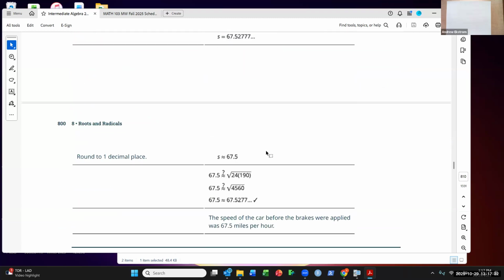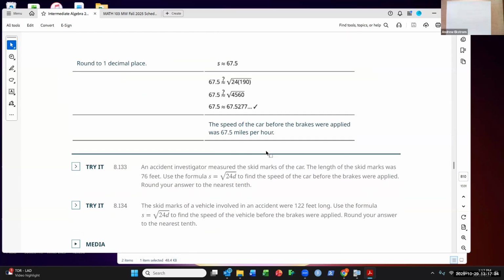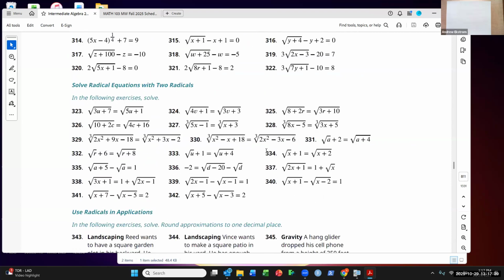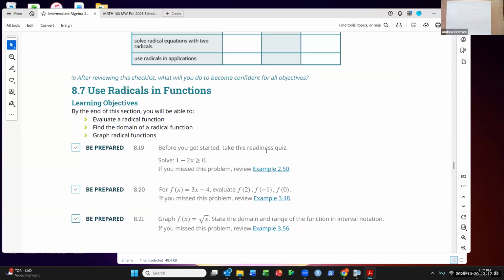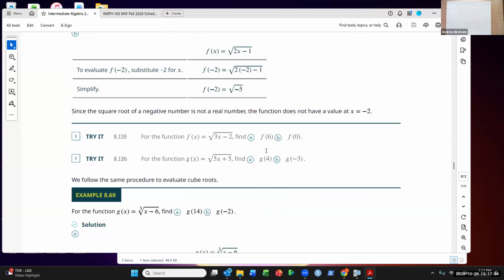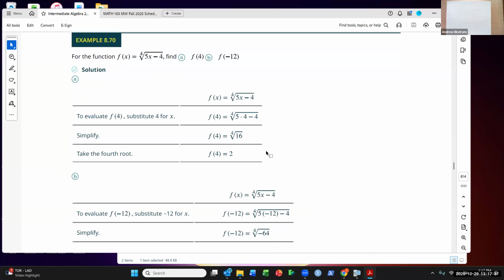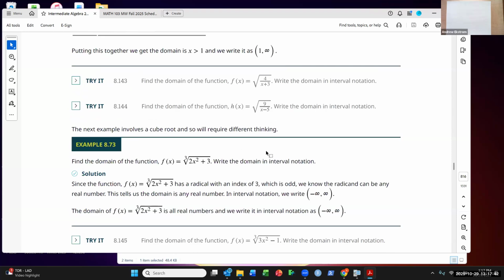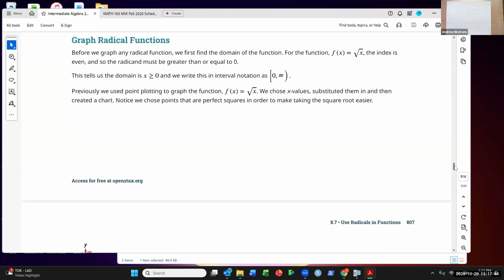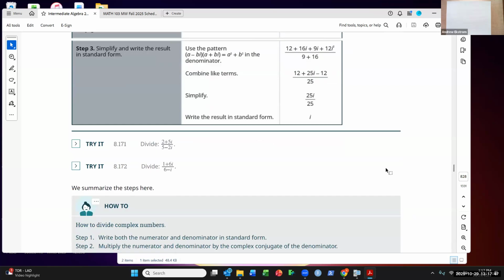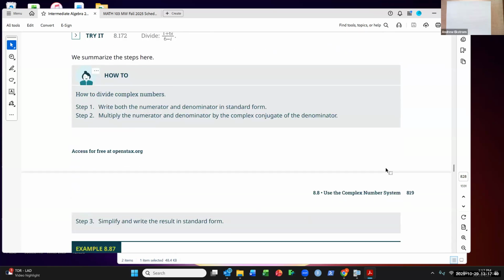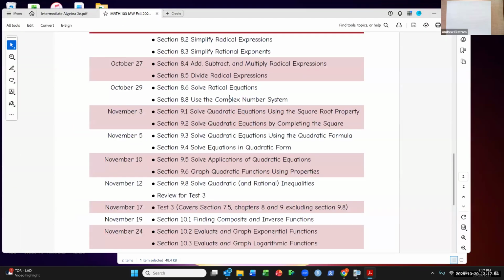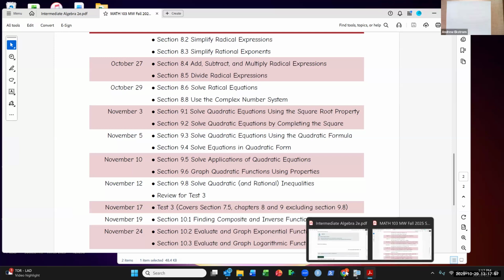Let's see. That looks like the end of that section. Get to skip ahead, keep jumping ahead. Be nice if there was a button on here that just said skip to next section and did it automatically. Oops. Yep. So we get to 8.8.